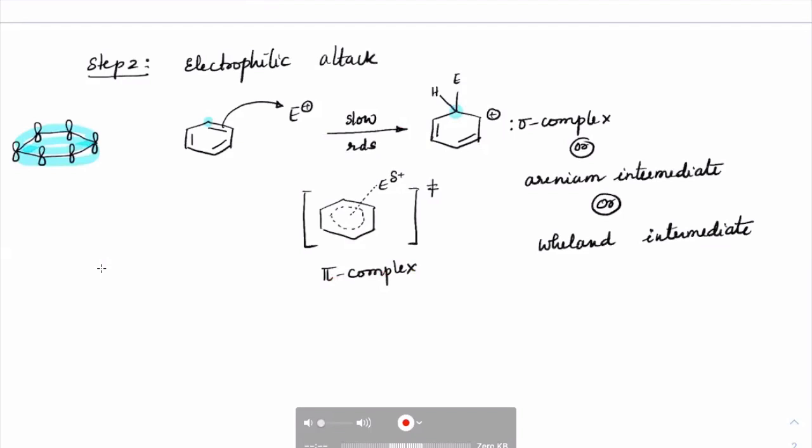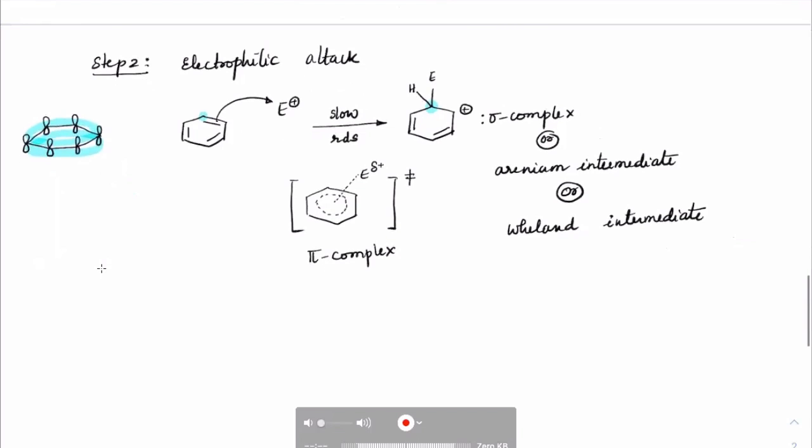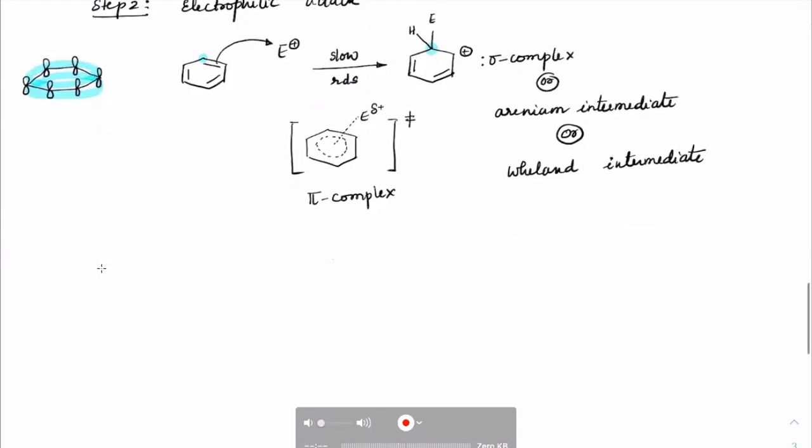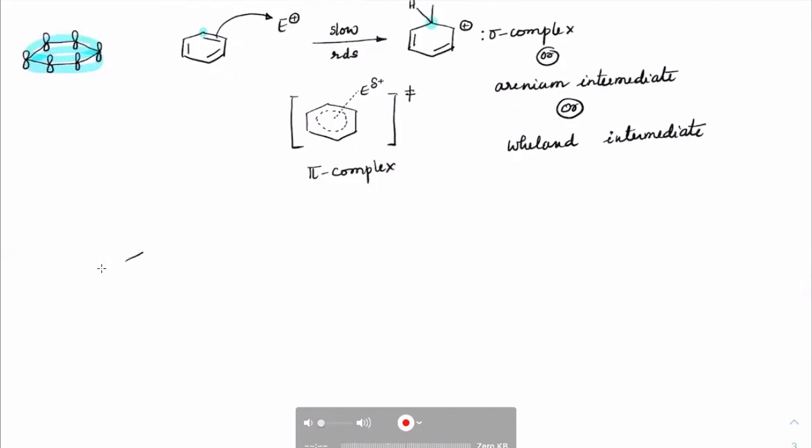Valent complex or valent intermediate. Clear, everyone? This is the second step. So the attack of electrophile is the second step. Now you can see that the sigma complex has resonance stabilization here.